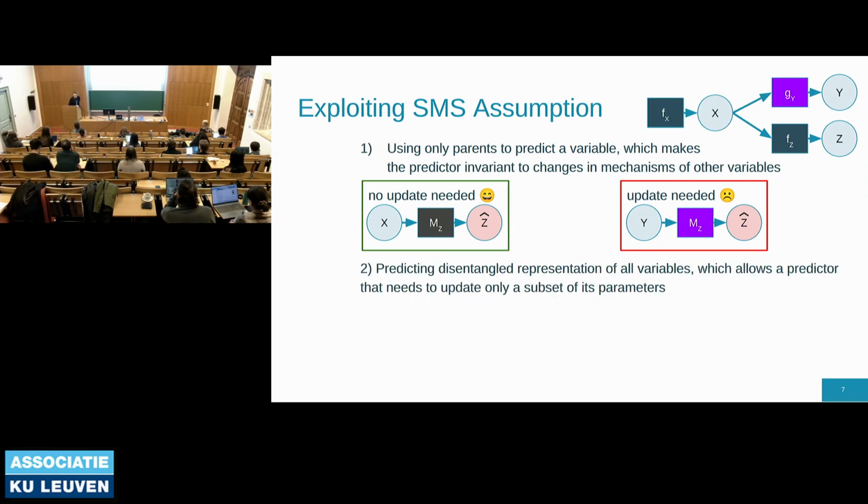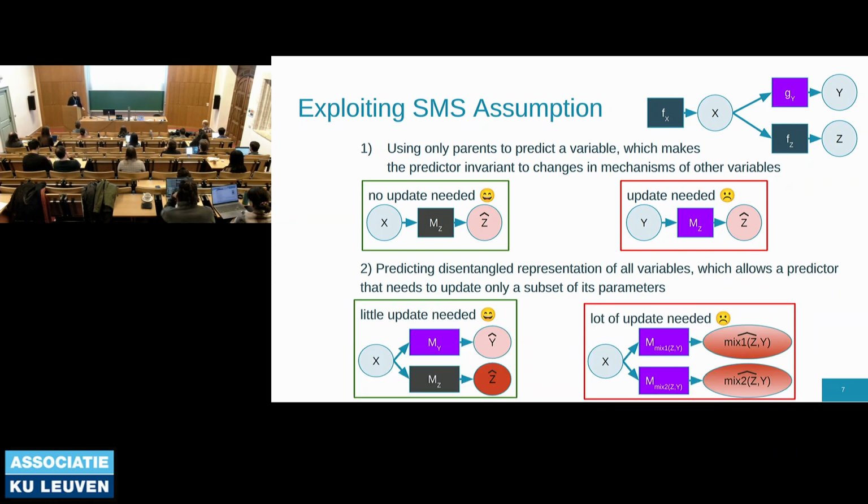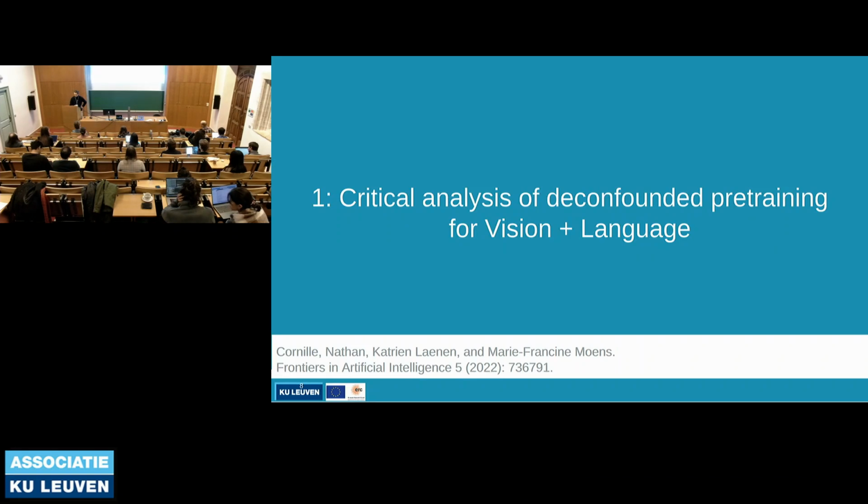The second one is basically what I was saying before: you want to have a disentangled representation of your variables, so that when you want to predict both Y and Z, you might get away with only needing to update a small part of your model, rather than, if you have an entangled view, needing to update everything. Hopefully only needing to update a small part is faster and easier, something like that.